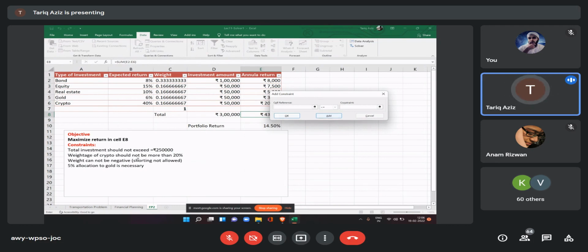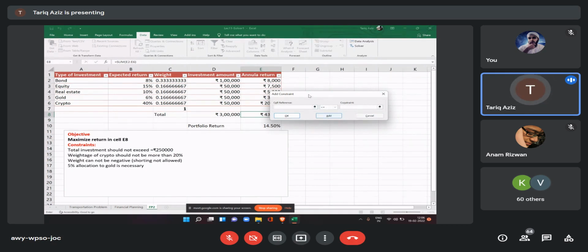Now the second constraint is that the weightage of crypto should not be more than 20%. The weightage of crypto is here in cell C6. So C6 should be less than or equal to 0.2. 0.2 means 20%.